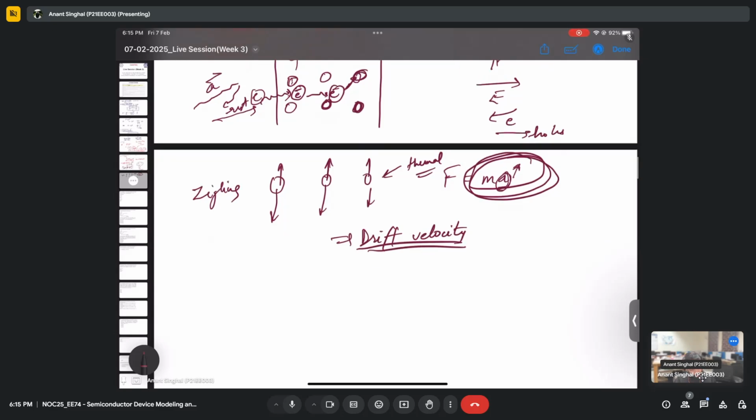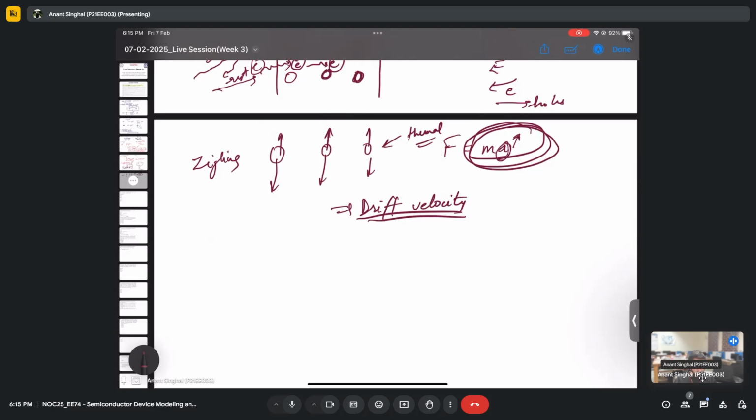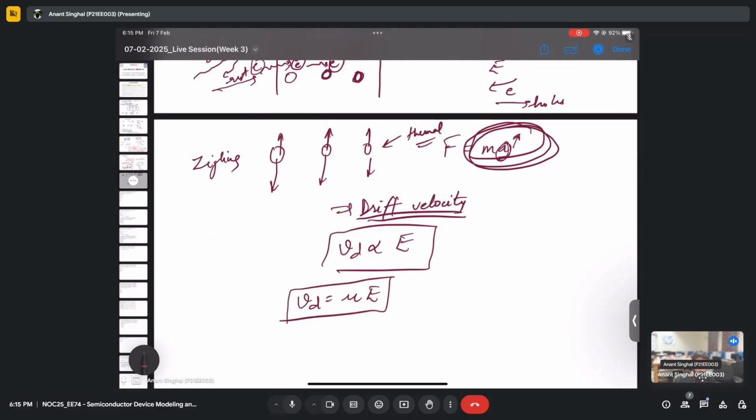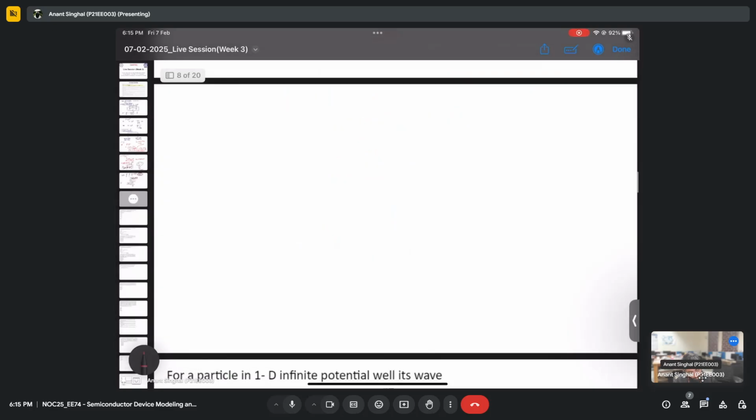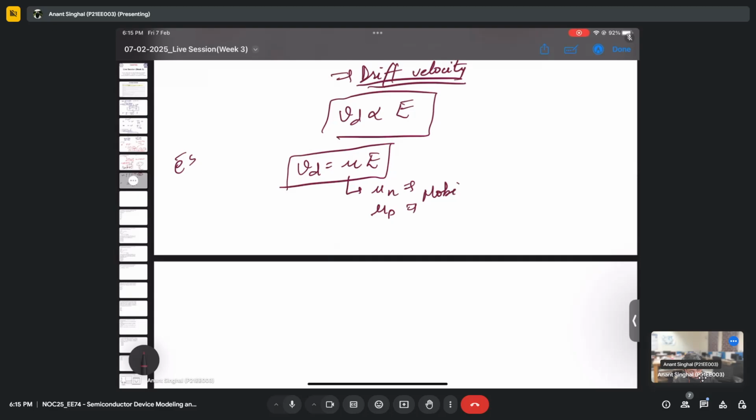Now as you see, this drift velocity of an electron is due to the electric field. It is a purely linear function, and if I write it in terms of a constant, it is dependent upon the mobility of the electron. The relation comes out to be Vd, which is the drift velocity, as a function of mobility and electric field. Let's say I'm talking about electrons as of now. So this is the mobility of electrons, which is denoted by mu n. It can be for holes also, which is mu p. So this is the mobility for electrons and holes.